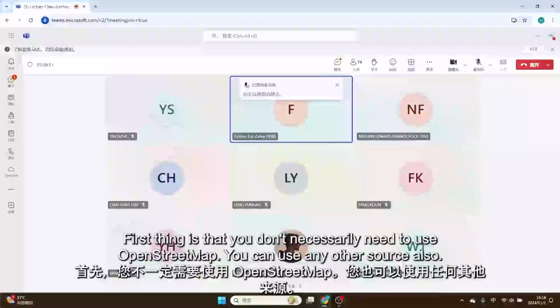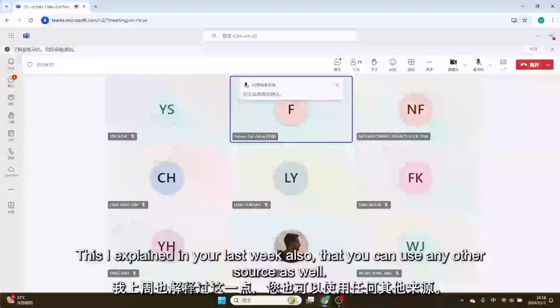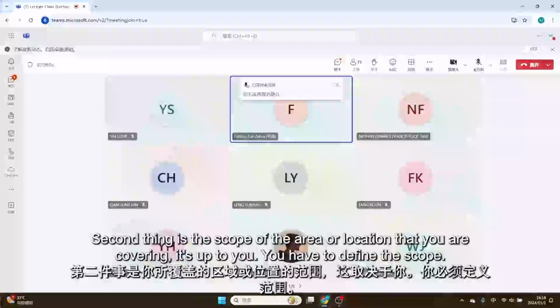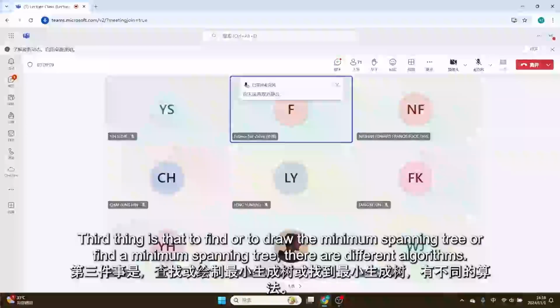The first thing is that you don't necessarily need to use OpenStreetMap. You can use any other source also. This I explained last week also, that you can use any other source as well. The second thing is the scope of the area or location that you are covering. It's up to you. You have to define the scope.